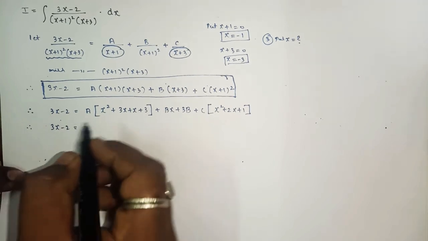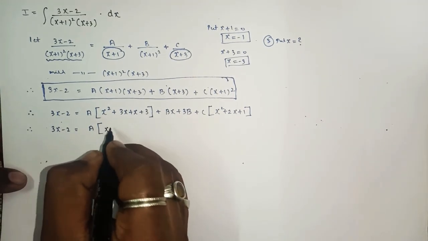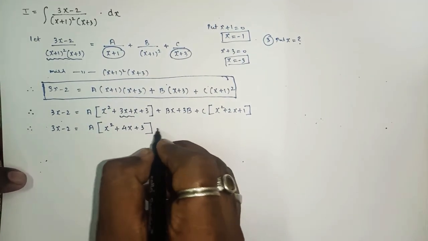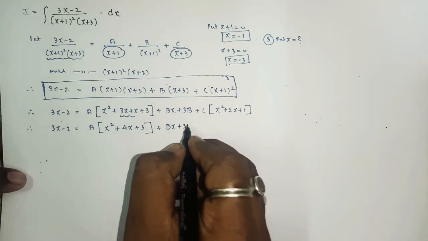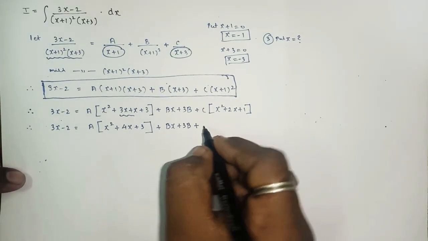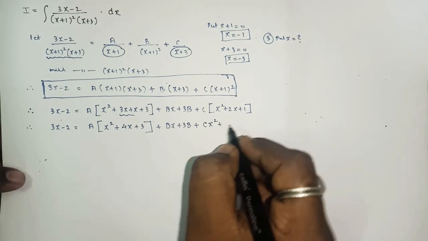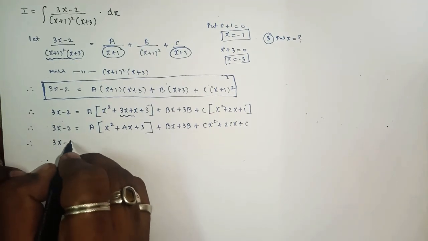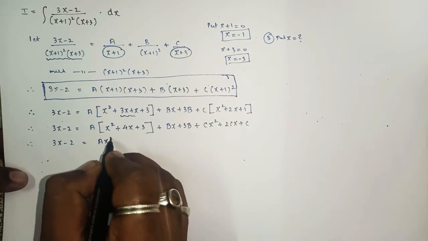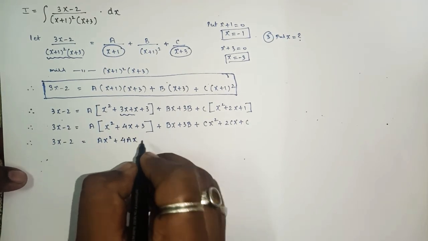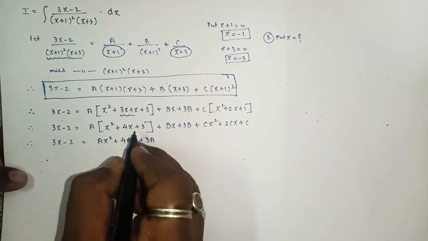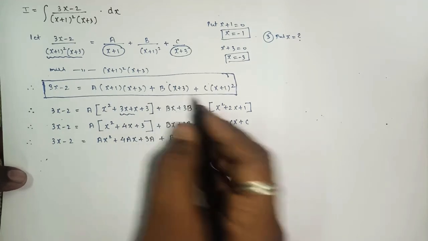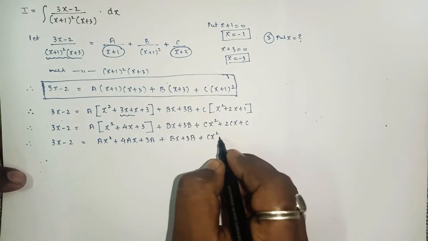Further this can be written as ax square plus, this we can write as 4x plus 3. This we will write the same as it is. Here we will open the bracket with this c, so cx square plus 2cx plus c. So therefore 3x minus 2 equals ax square plus 4ax plus 3a, bracket open with this a. Already we are done with the bracket open for this section, yes or no. And for this part also we'll write this section the same as it is.